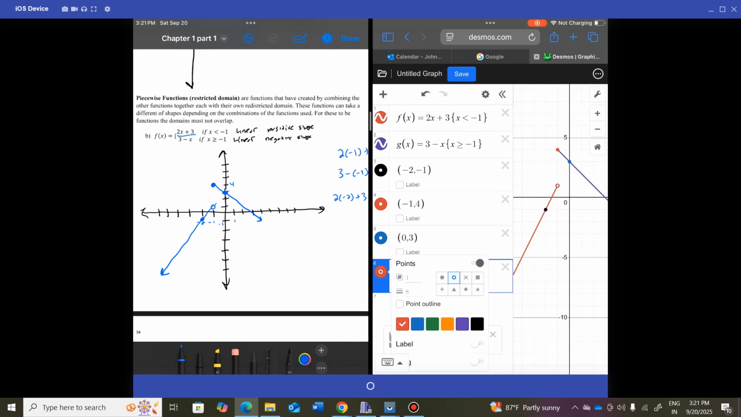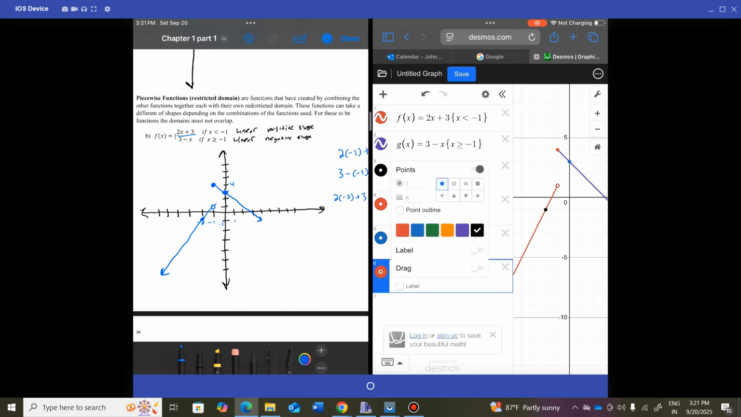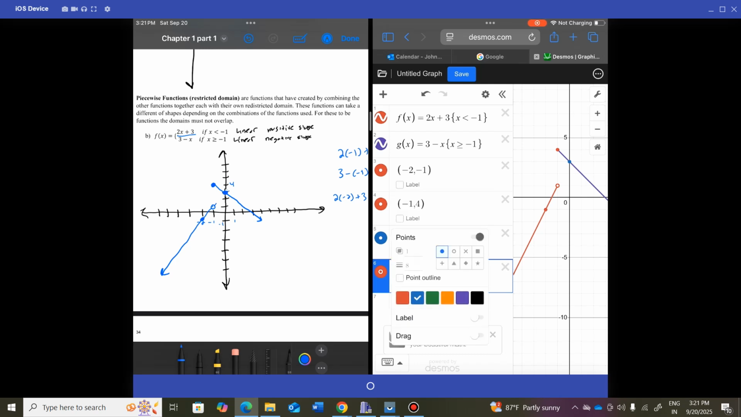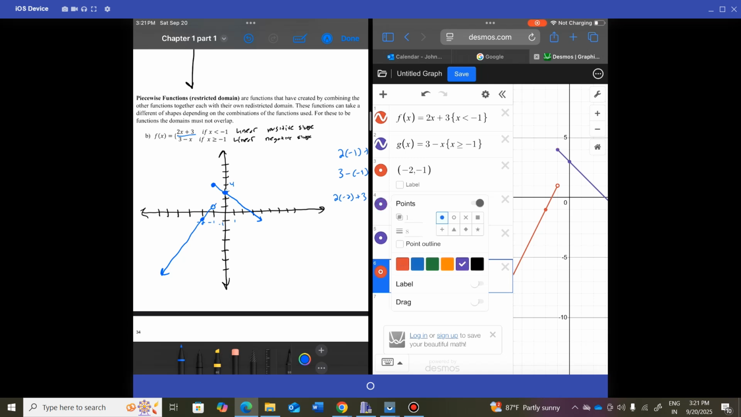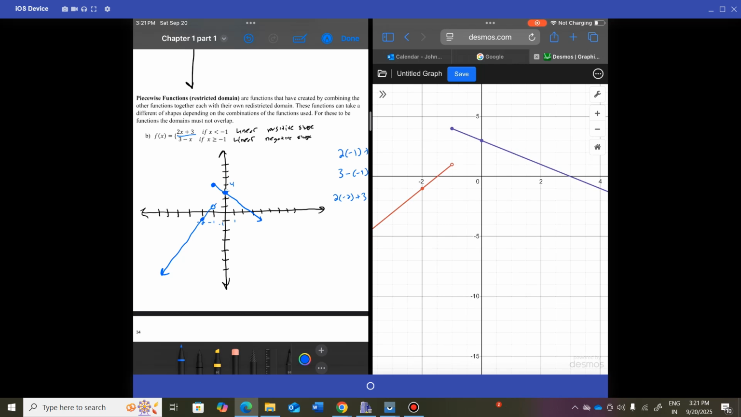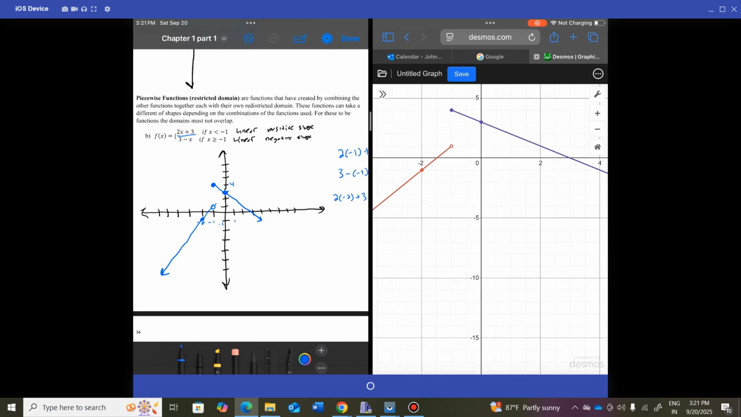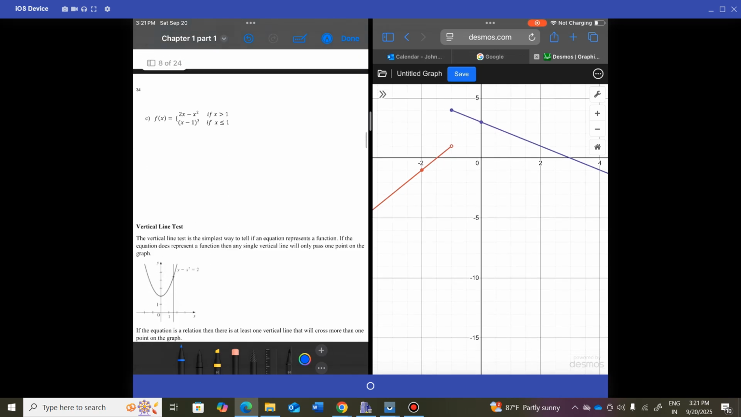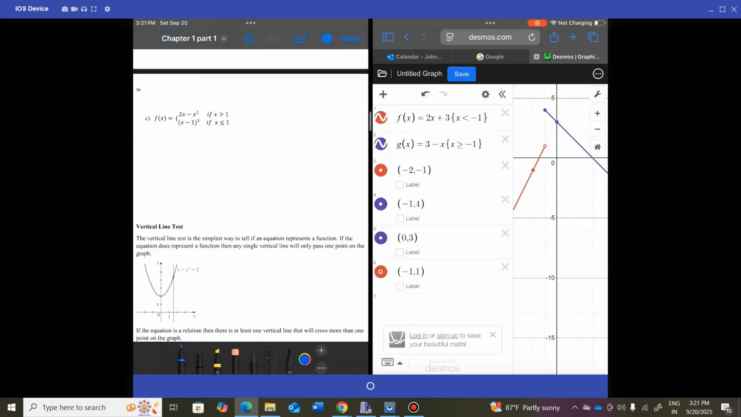Okay, so I'm going to turn some of these color of the graph. Right. And so now we can see those features on the graph, on a piecewise graph. All right, so we'll do the next one. We're just going to graph it on here and then I'll point out certain points.